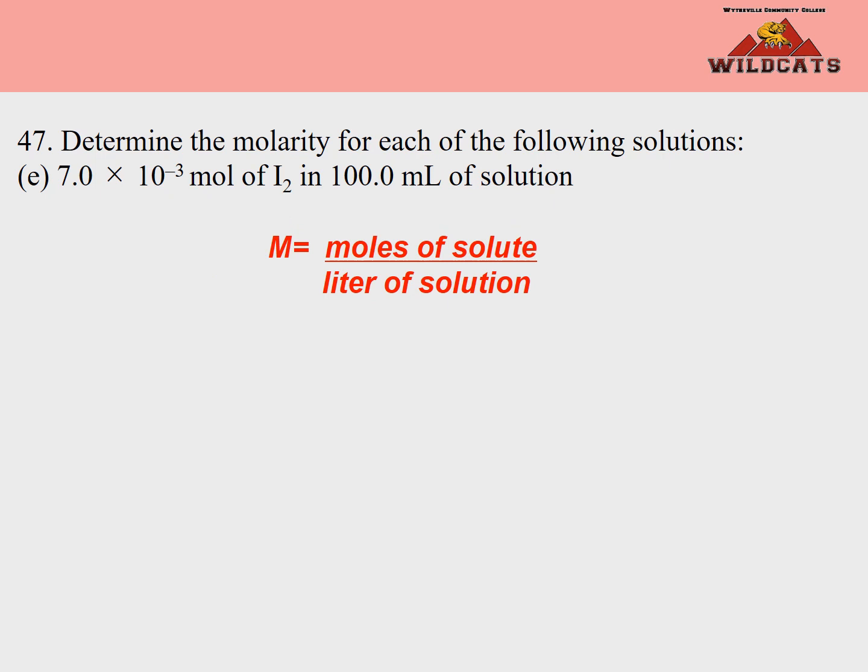Okay, so this says to find the molarity of the following solution. Remember, molarity is moles of solute over liters of solution. So I'm going to put that 7.0 times 10 to the minus third moles over the 0.1000 liters. And then when I divide it out, I end up with 0.070 molar of I2.